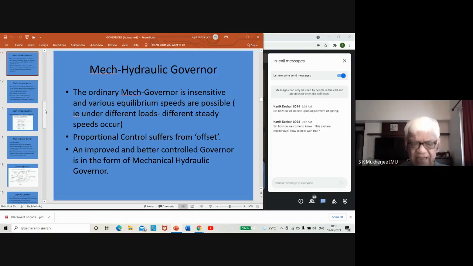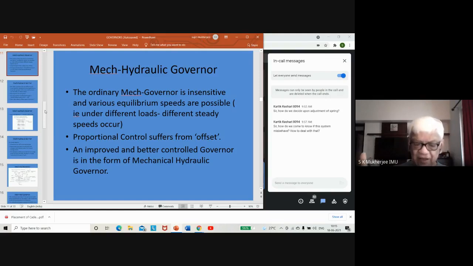What happens in a mechanical governor? If for some reason the load increases, the RPM will shoot up. If it shoots up, the governor will immediately reduce fuel. So it will reduce the fuel to such an extent that it will be well below the required value. So then again, what happens?